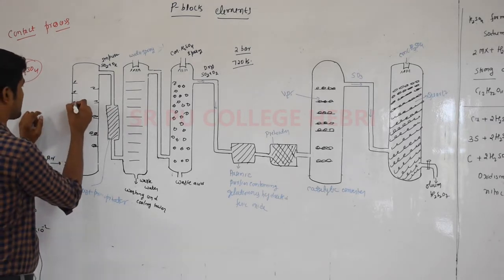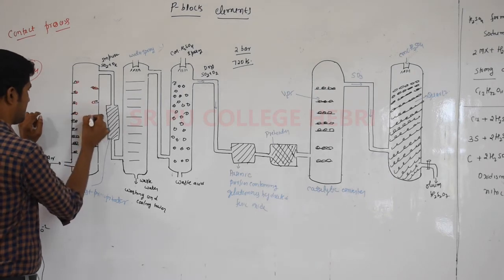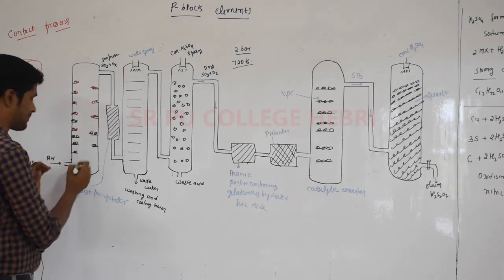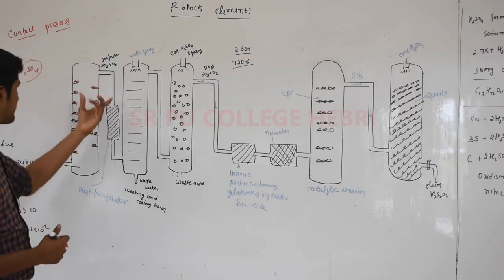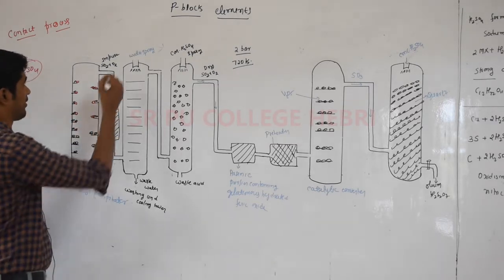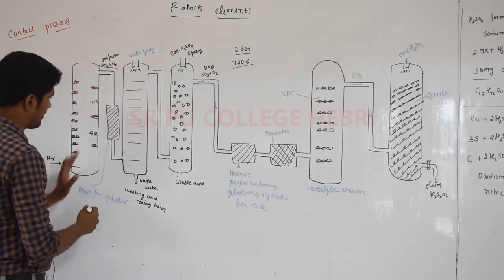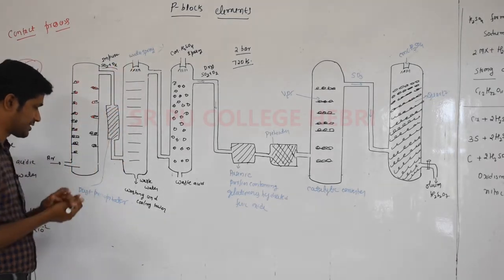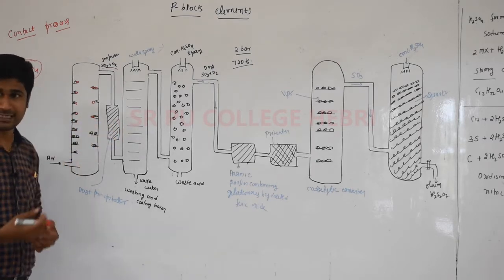So these are the fractional chambers in which solid sulfur is kept. Here air is passed which has excess oxygen, and due to that oxygen the sulfur gets oxidized to SO2, sulfur dioxide, along with impure SO2 and O2. So that gets purified in the dust precipitator. Here dust particles or ashes, which are produced by the combustion of impurities, are removed.